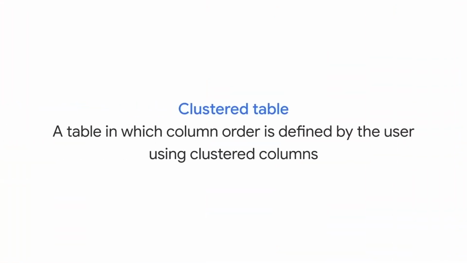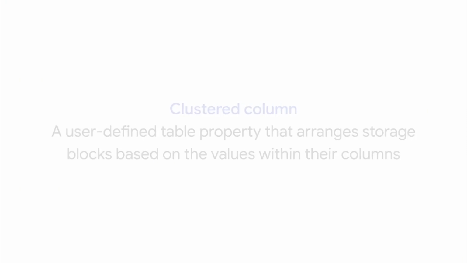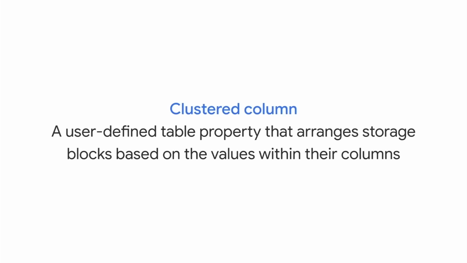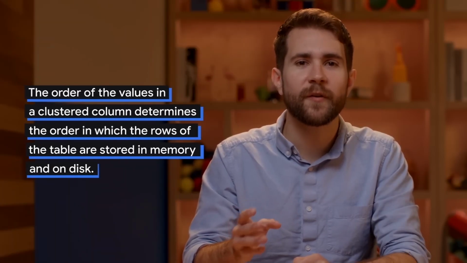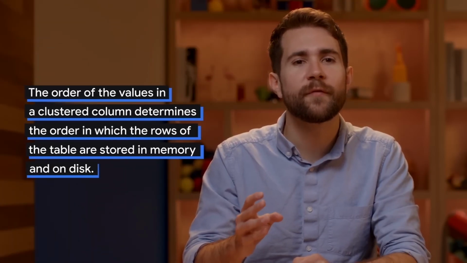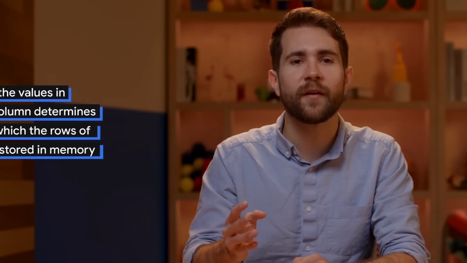A clustered table is a table in which column order is defined by the user using clustered columns. And a clustered column is a user-defined table property that arranges storage blocks based on the values within their columns. The order of the values in a clustered column determines the order in which the rows of the table are stored in memory and disk. This can improve the performance of queries that access the table by the clustered column, because the rows are already sorted in the order that the query needs them.